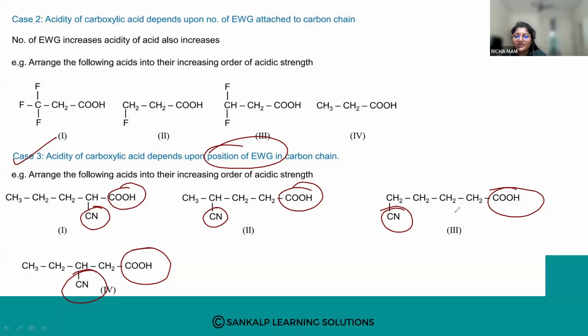So now where is the highest? It is highest here. So here 1, 2 carbon, here 3. So third is the least. Then is your second. Then is your fourth. And then is your first. So first has the highest acidity, or acidic strength. So as the distance between the electron withdrawing group and the carboxyl group increases, the acidic strength decreases.